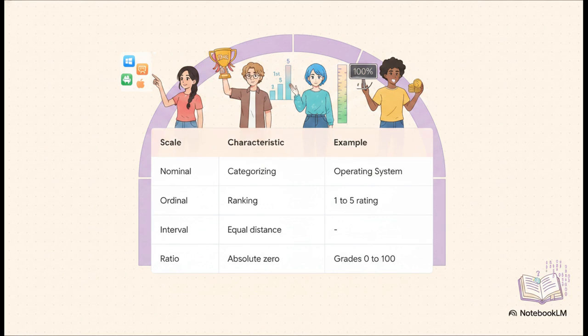At the lowest level, we've got nominal data. This is just categorizing things, like asking someone what operating system they use, Mac or Windows. Then we step it up a notch to ordinal, where we can rank things, like social class. Next is interval data, which gives us equal distances between points, like temperature. And finally, the highest level is ratio data. This one actually has an absolute 0. Think of test grades ranging from 0 to 100, or a company's sales figures.